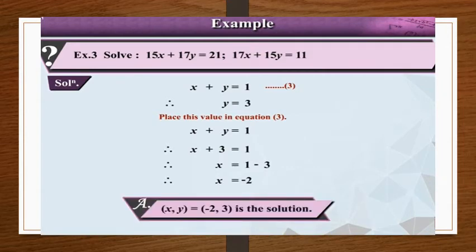So therefore, the solution of the above simultaneous equations is x comma y. Whenever we are writing the solution, we always write the value of x first, followed by the value of y. So therefore, x comma y is equal to minus 2 comma 3 is the solution of the above given simultaneous equations.